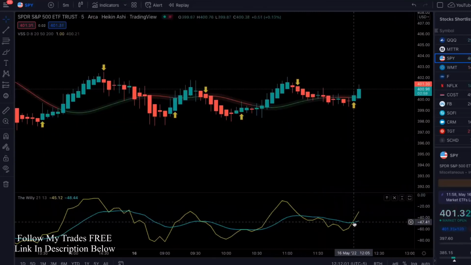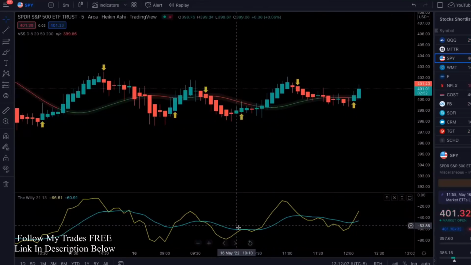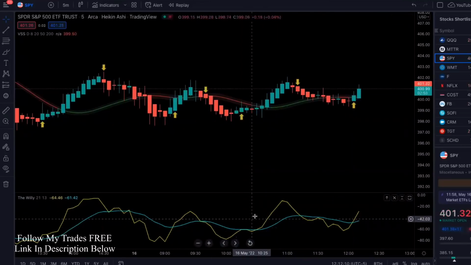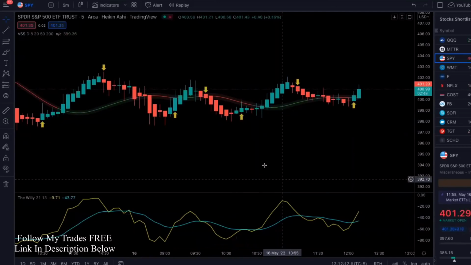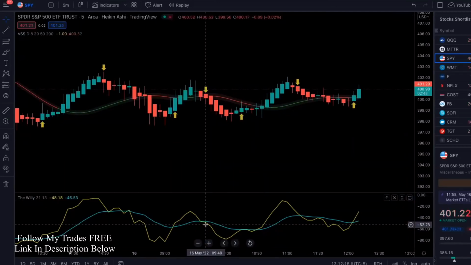So that's going to be the second indicator that you're going to be using. When you get a buy signal, you want to make sure that the yellow line is above the blue line. And when you get a sell signal, you want to make sure that the yellow line is below the blue line. Okay, so the yellow line is how you're going to filter out trades and increase the win rate of this.